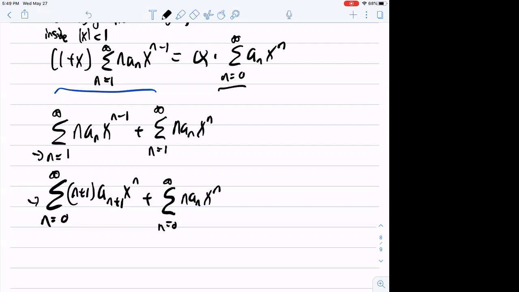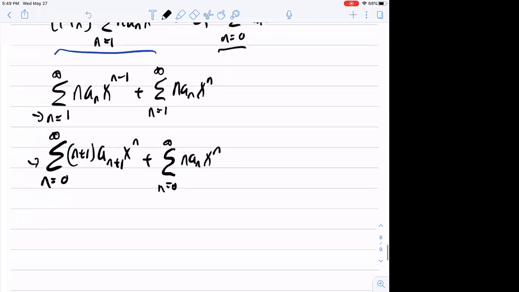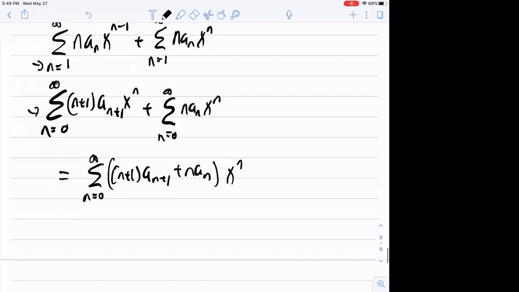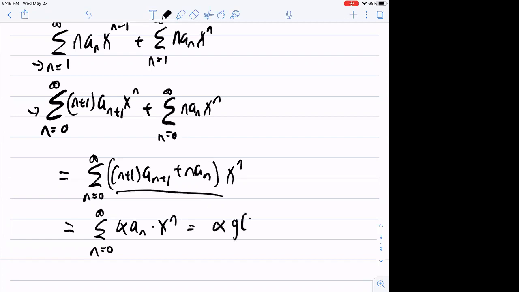Does everyone understand why? What's the n equals 0 term? 0 times a_0 times x to the 0 is 0. So it doesn't hurt to just start at 0, because at 0 it's 0. I didn't change anything. But now we can add it. So this thing is the sum n equals 0 to infinity of (n plus 1) a_(n+1) plus n a_n, and then we have a factor of x to the n. What is this? We calculated it 3 minutes ago. This thing was alpha a_n. And then we're done. So this thing is alpha g of x.